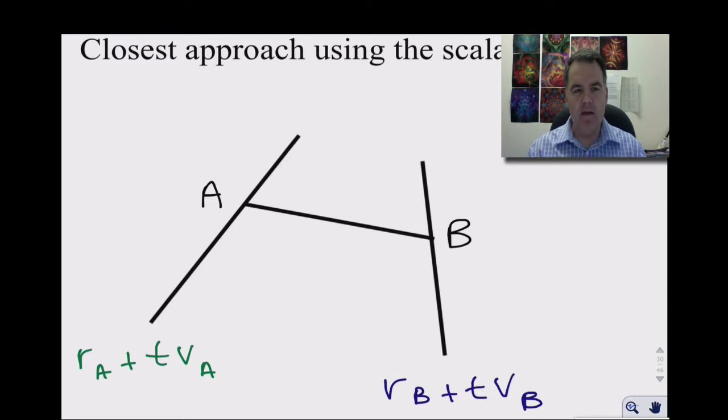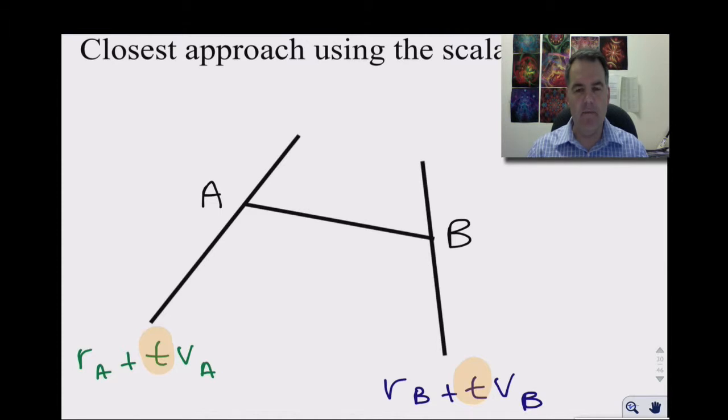Now if you look at the equations, you see I've got t in both equations here. So here are the equations of the line. So RA is the position vector of A, any point on the line A, and VA is the velocity of object A. And similarly over here we've got RB and VB, the position vector of a point on the line B and VB for the velocity of the object B.